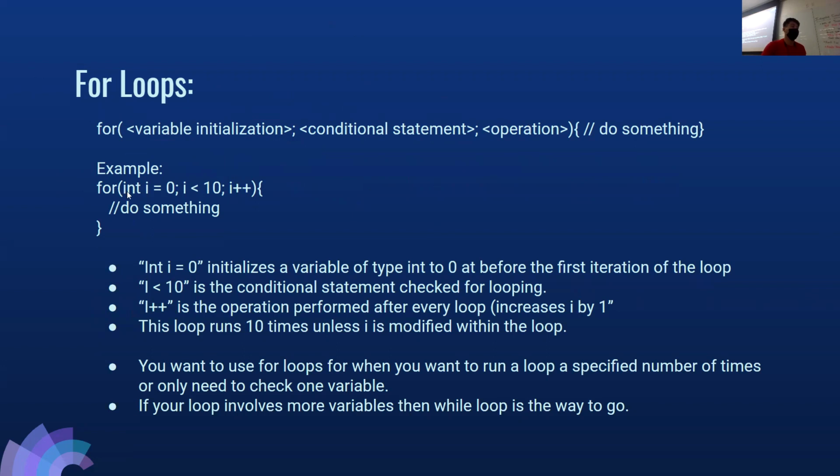So this initializes i to 0, checks, okay, is i less than 10? Yes, because it's 0. So then I'm going to do something, and once it finishes doing everything in this bracket, it's going to do i plus plus, which increments it by 1. It's going to keep incrementing until i is equal to 10, which is not less than 10. So this is going to be false, and it's not going to run anymore. And here I'm just going to put some scenarios where you want to use a while loop and some scenarios where you want to use a for loop.